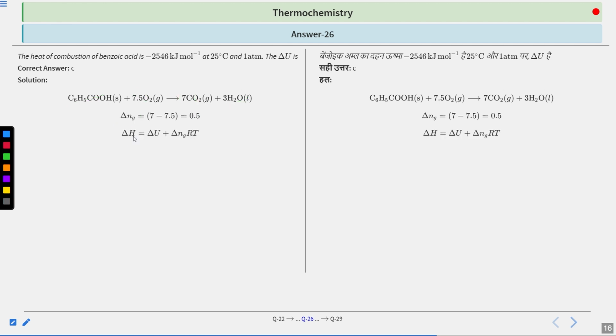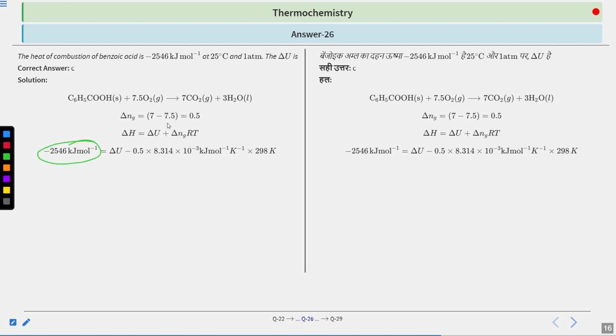Next, the delta H for this reaction was given, which was minus 2546 kilojoule per mole, and delta Ng RT can be calculated using this delta Ng value, this R, and this T. Here we have taken kilojoule per mole rather than joule per mole because your answer should be in kilojoule per mole. We rearrange the equation and we get minus 2544.676 kilojoule per mole as the correct answer. Moving on to the next question.